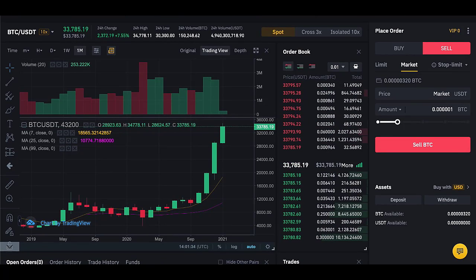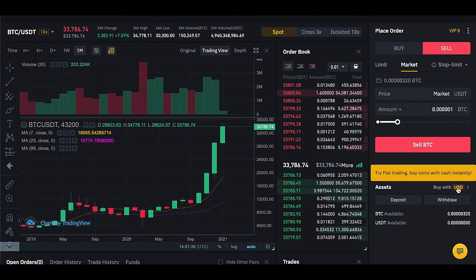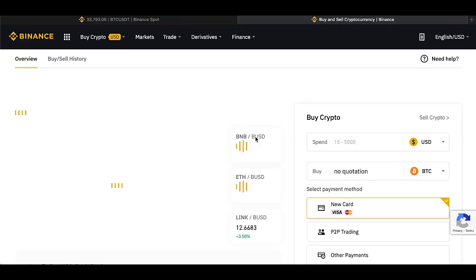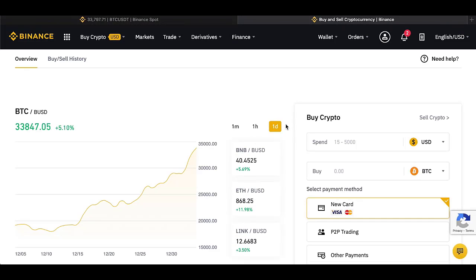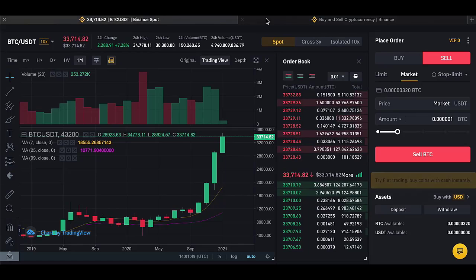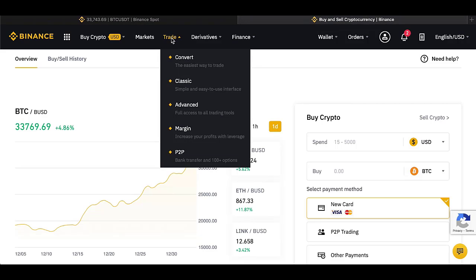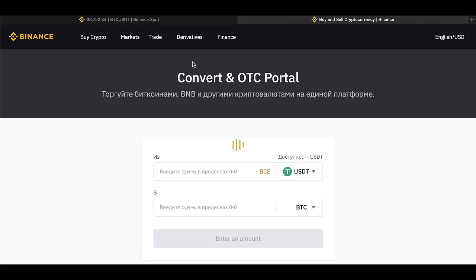So right here, if you do want to buy with US dollars, you can actually press this option. It's going to go right through to that trading screen where you can buy cryptocurrencies with your credit card. The other way that you can trade cryptocurrencies though, if this is all too complex for you, is by going to the convert option. So instead of coming to the advanced trading screens, come up to convert right here.